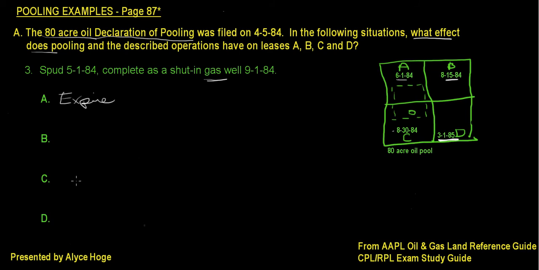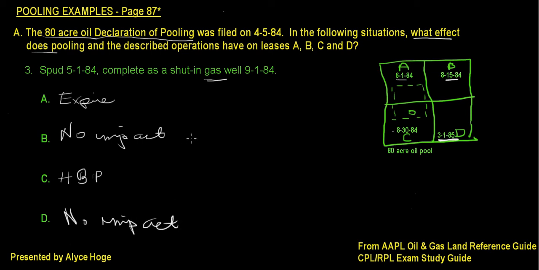C, on the other hand, is going to be held by production because it was drilled in May, and the expiration date wasn't until August 30th, 1984. So that's going to be HBP. And then as far as B and D are concerned, they are still in their primary terms. So this pooling and this well here is going to have no impact on lease B and no impact on lease D.